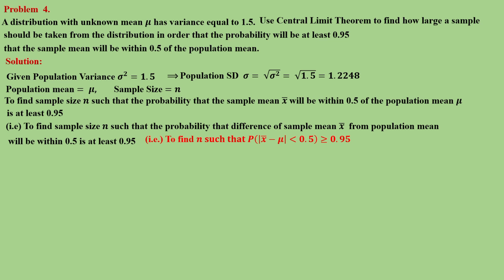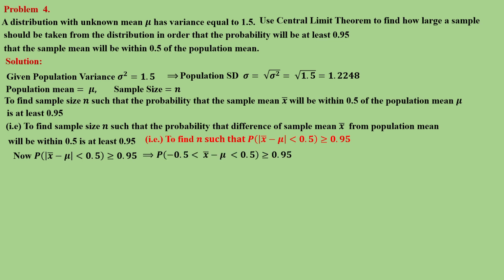So total probability of |x̄ - μ| less than 0.5. At least means minimum 0.95 and maximum any number, right? So greater than or equal to 0.95. Any number means in between 0.95 to 1, whatever it is. So now probability of modulus x̄ minus μ less than 0.5 is greater than or equal to 0.95.